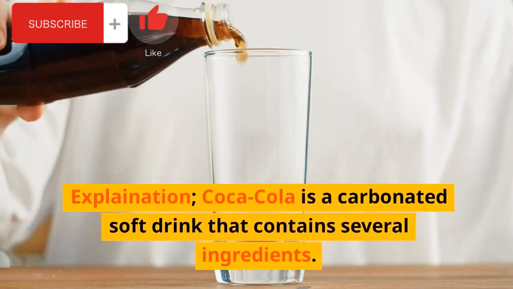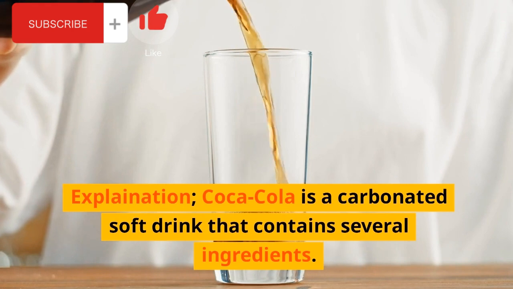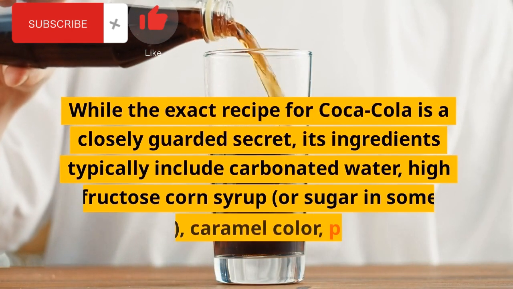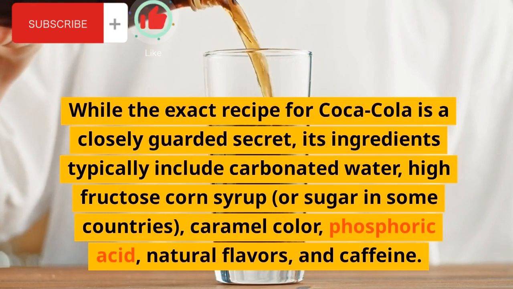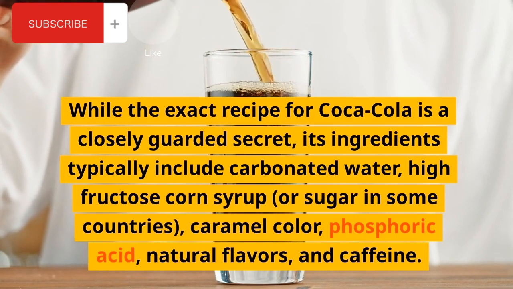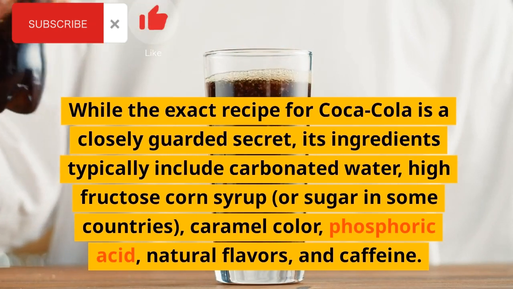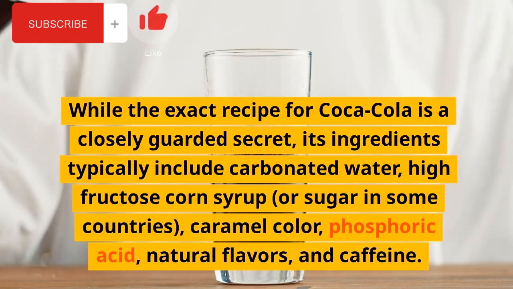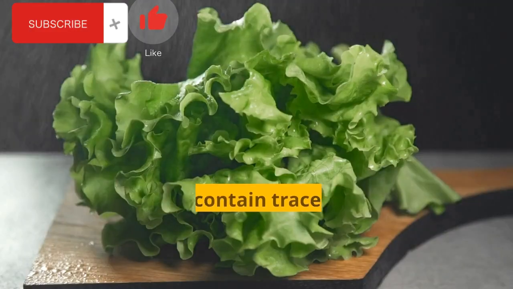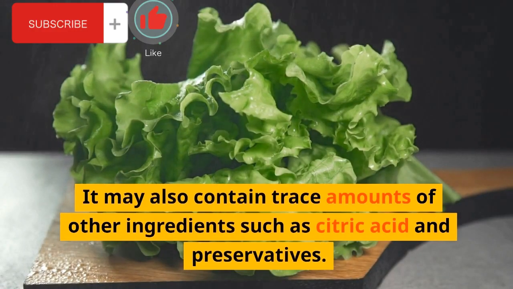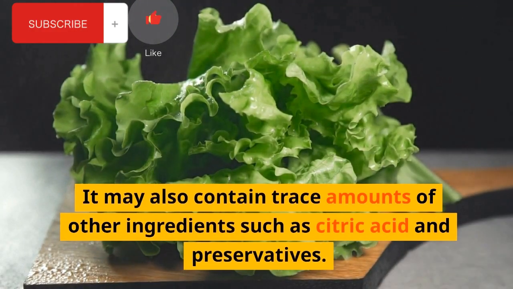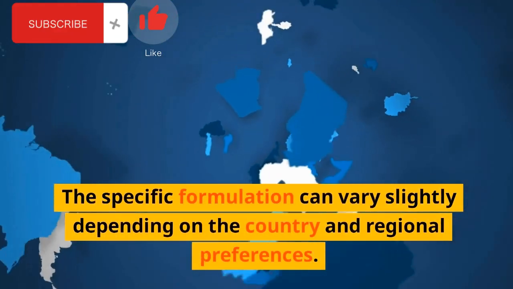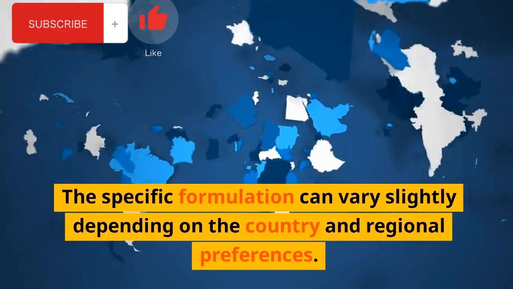Explanation. Coca-Cola is a carbonated soft drink that contains several ingredients. While the exact recipe is a closely guarded secret, its ingredients typically include carbonated water, high fructose corn syrup, or sugar in some countries, caramel color, phosphoric acid, natural flavors, and caffeine. It may also contain trace amounts of other ingredients such as citric acid and preservatives. The specific formulation can vary slightly depending on the country and regional preferences.